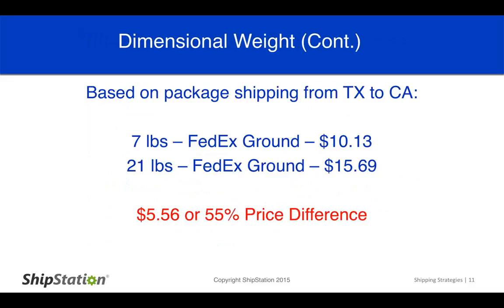So for a package shipping from Texas to California via FedEx Ground, you can see that a 21-pound package costs over $5 more to ship, which is roughly a 55% price increase from the cost to ship a 7-pound package. So if you have large packages that are relatively light, you'll want to keep this in mind when shipping FedEx or UPS.